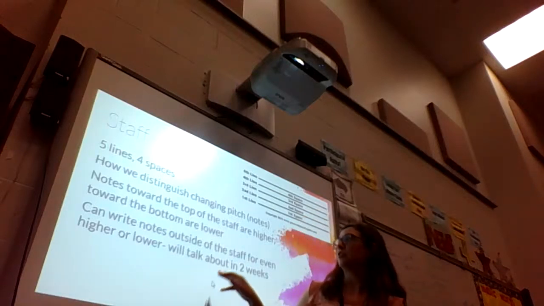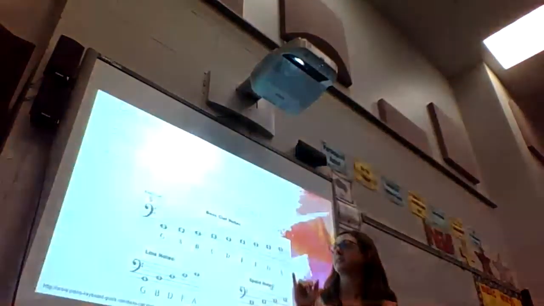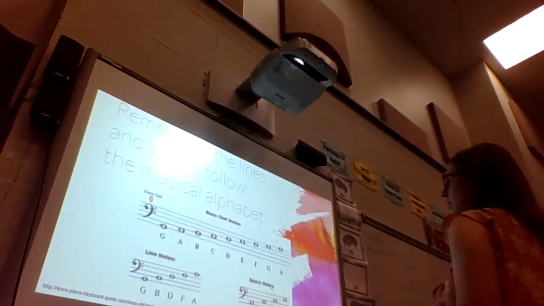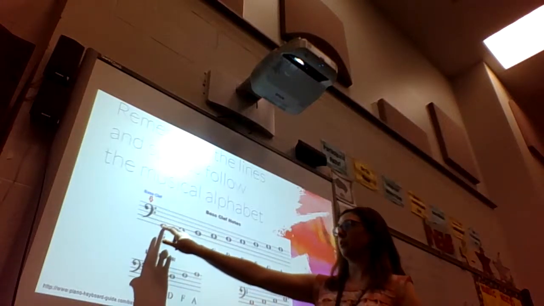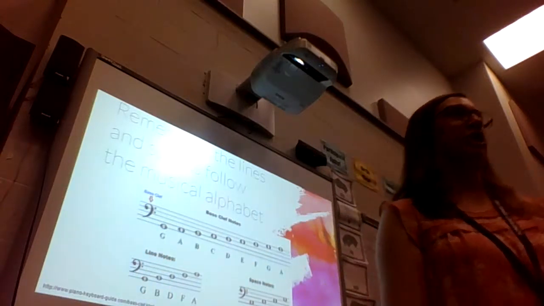Okay? So, here's our spaces and lines, right? We talked about that last time in treble clef. Now that we're in bass clef, those notes are in different places. Okay? The bottom line in bass clef is G. What was it in treble clef?